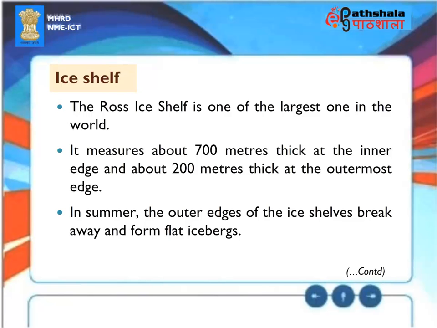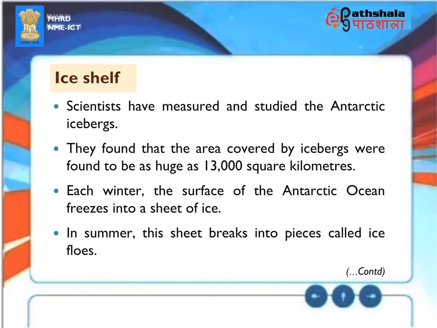Ice shelf. The Ross Ice Shelf is one of the largest ones in the world. It measures about 700 meters thick at the inner edge and about 200 meters thick at the outermost edge. In summer, the outer edges of the ice shelves break away and form flat icebergs. Scientists have measured and studied the Antarctic icebergs. They found that the area covered by icebergs were found to be as huge as 13,000 square kilometers.